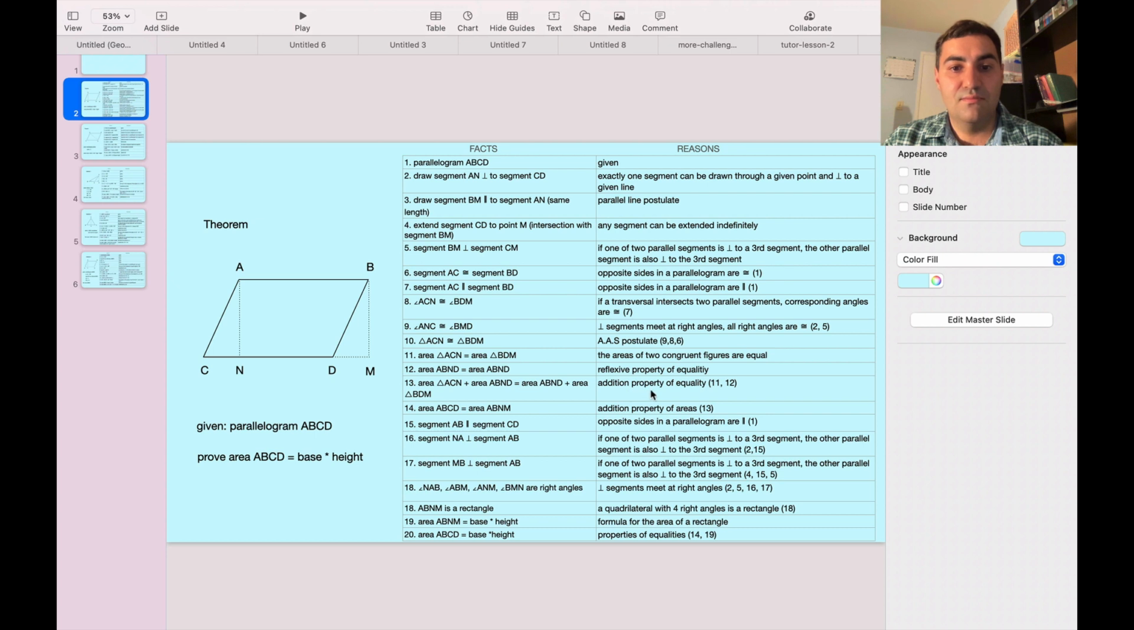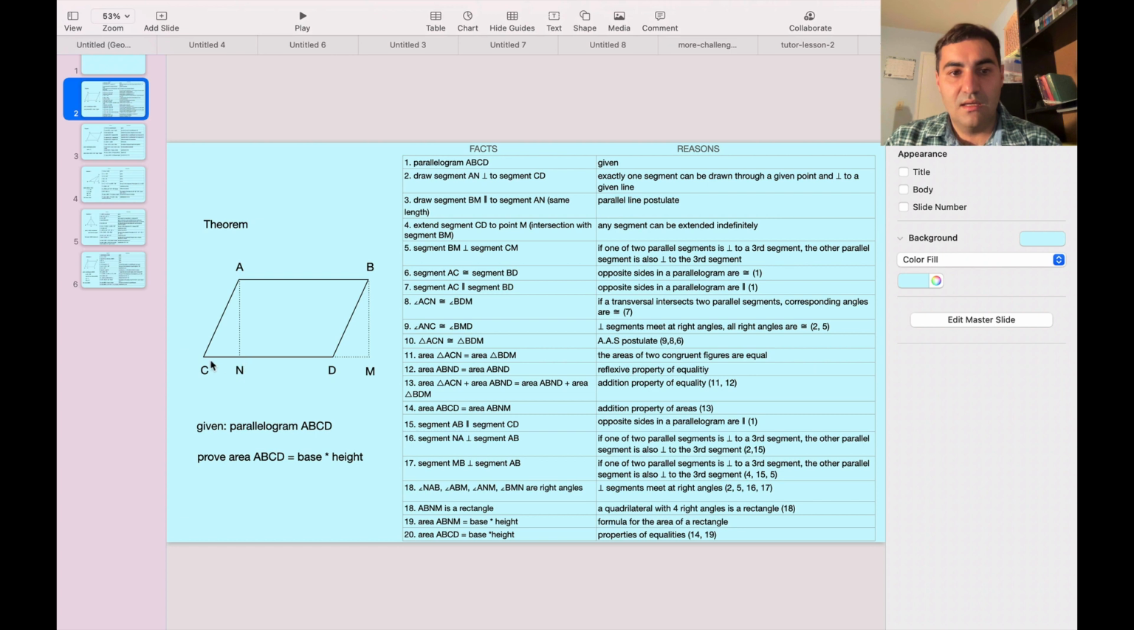And then I'm going to use the addition property of equality. Area of triangle ACN plus area of ABND is equal to area of ABND plus area of triangle BDM. So in other words, area of ABCD is going to be equal to area of ABNM.